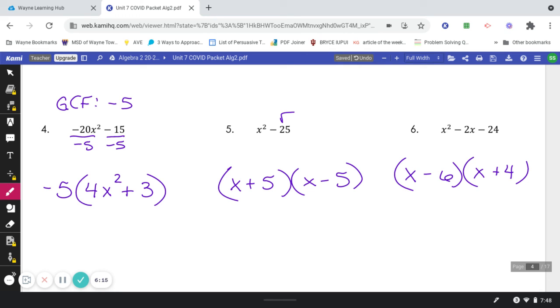All right, so number 4, greatest common factor, it was -5, and you divided that out. Number 5 was a difference of squares, so you had to square root those, 1 plus 1 minus sign. And number 6 was a trinomial. -6 and +4 will multiply to -24 and add to -2.